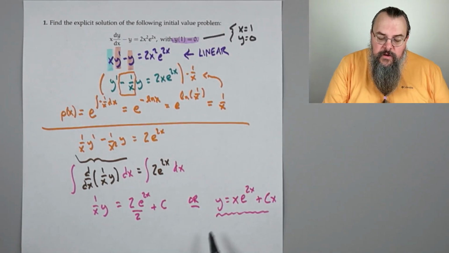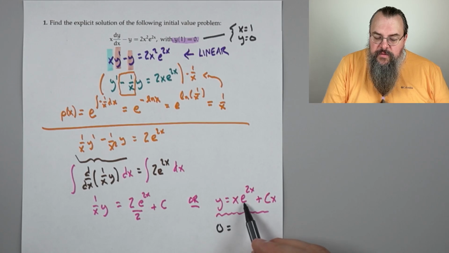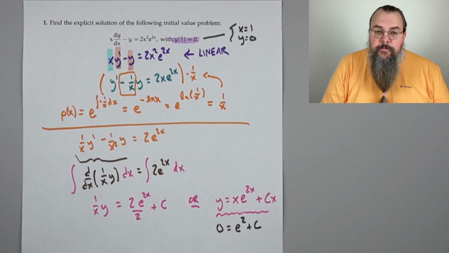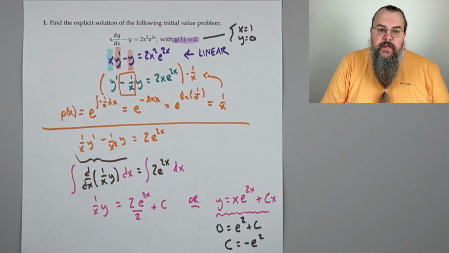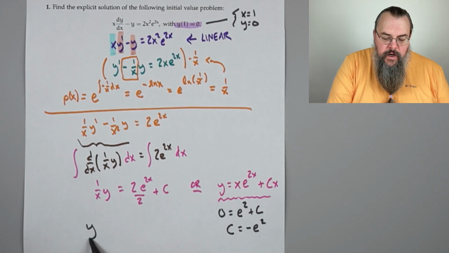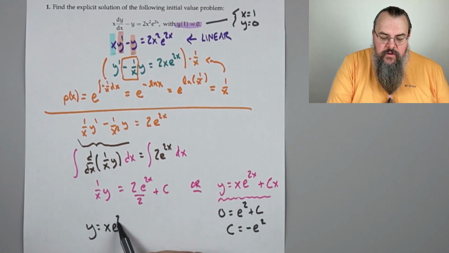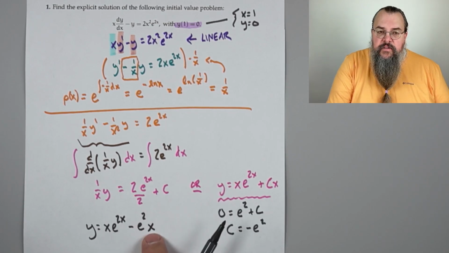All right, so when we plug that in, we have 0, because y is 0, is equal to 1 times e to the 2. That's e to the 2 plus c. Well, that tells us that c is minus e squared. So putting that in, we just replace c by minus e squared. We get y is equal to x e to the 2x minus e squared times x. So this x is not in the exponent, it's downstairs.